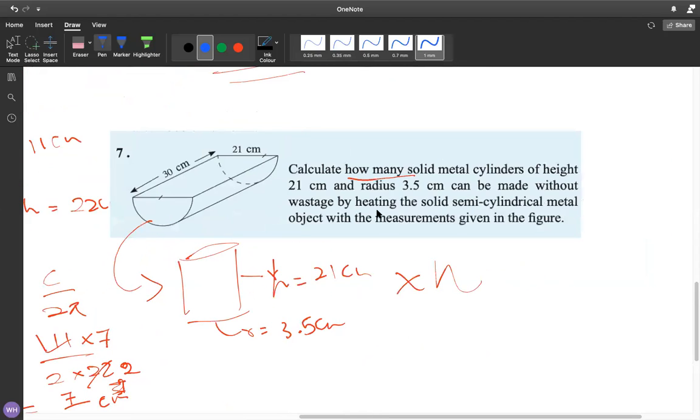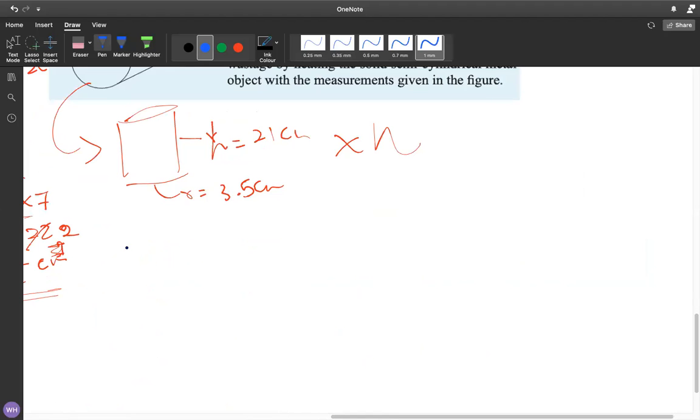Which means you need to first calculate the volume of the given object. Okay, so let's calculate that first. Right, so volume of the given object.